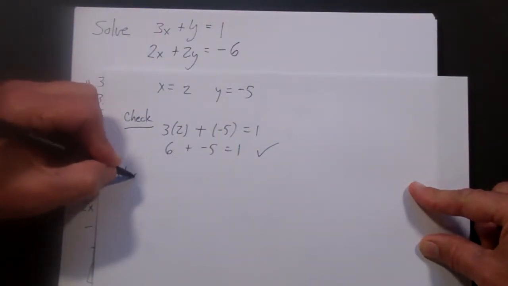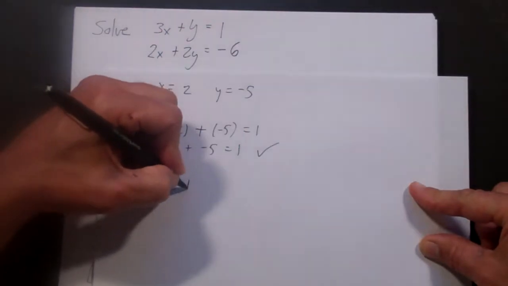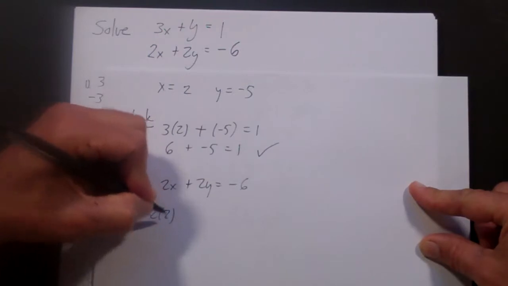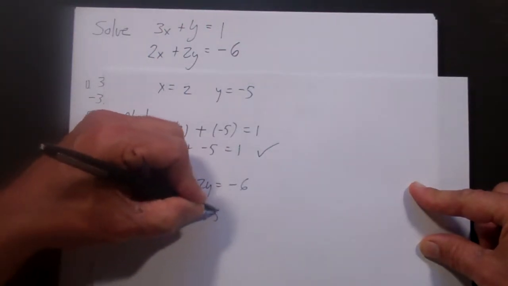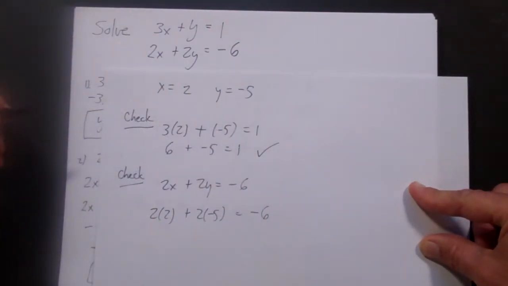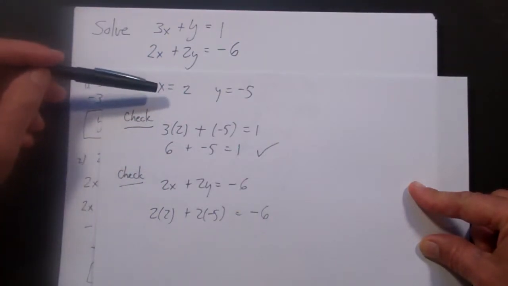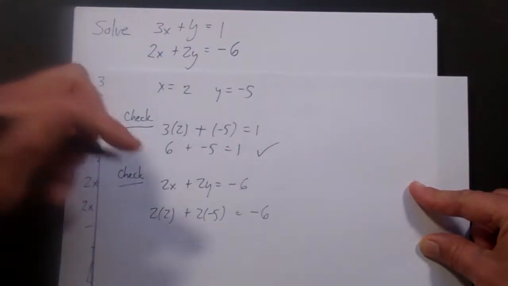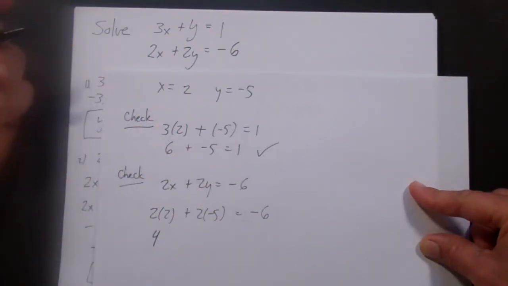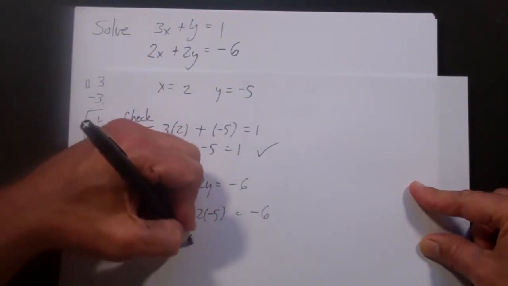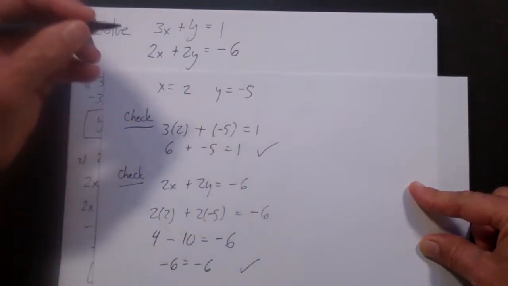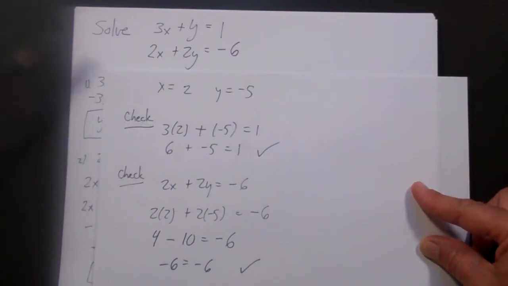And then I'm going to check the other one. So you get 2x plus 2y is minus 6. So you have 2 times 2 plus 2 times minus 5 is minus 6. So you're not solving anything here. What you're doing is you have a value for x and y, and you're going to plug it into each one of these equations and see if it's a true statement. That's what it means to check it here. So that's 4, and 2 times a negative 5 is going to be a negative 10. So that's 4 minus 10 is minus 6. You get minus 6 is minus 6, so that checks out too. What that means is this: you did the problem right, and that's your answer.